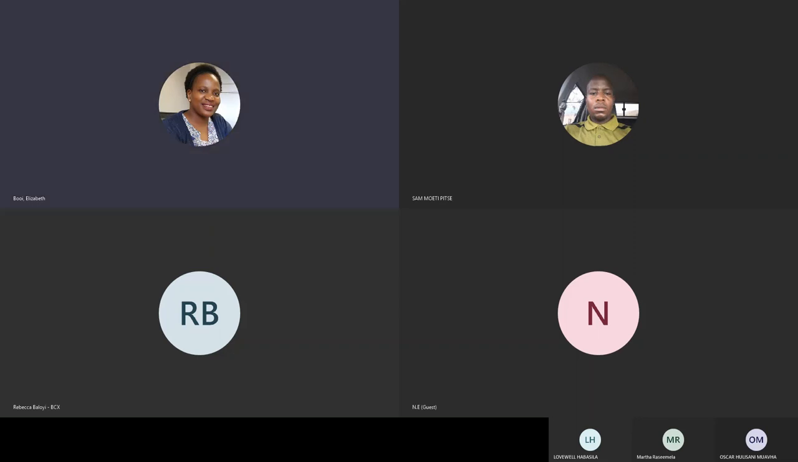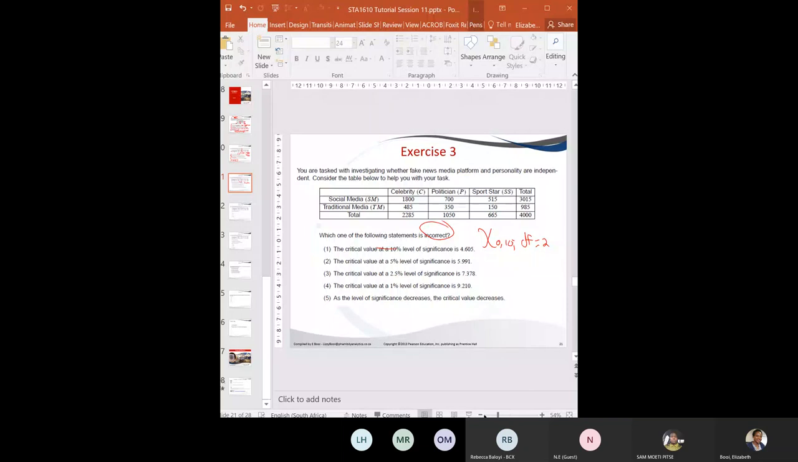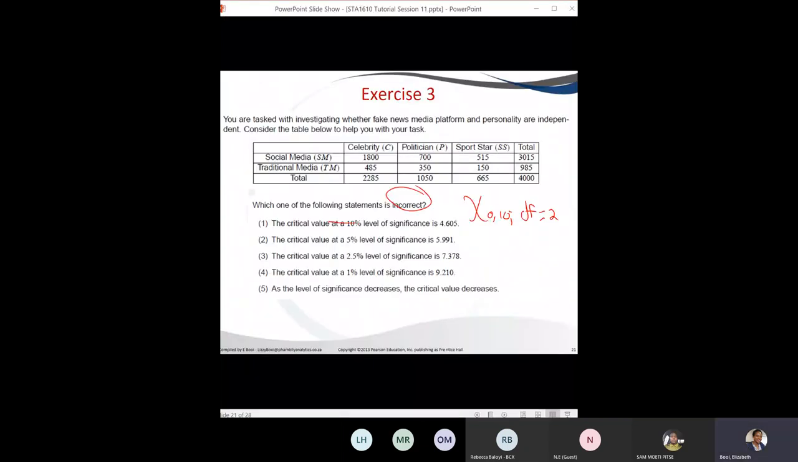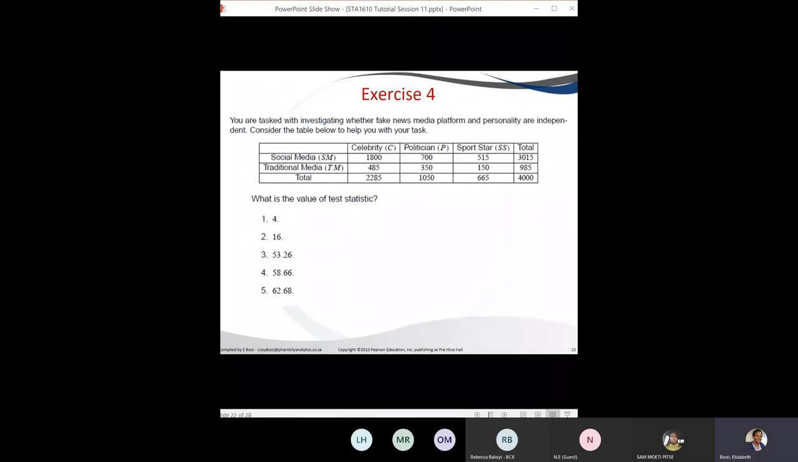Okay. So I think now we go into almost the last bit of the questions, which will be the last one. This one you can do on your own. You will need to calculate the chi-square test. The first thing you need to do is calculate the expected value for every value that is on there: 1,800, 700, 515, 485, 350, and 150. Once you have calculated the expected value, you can calculate the chi-square.